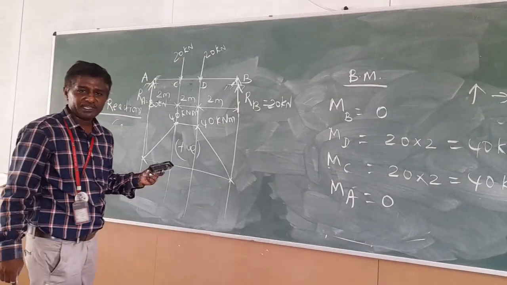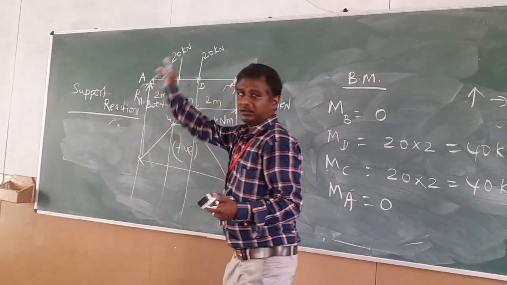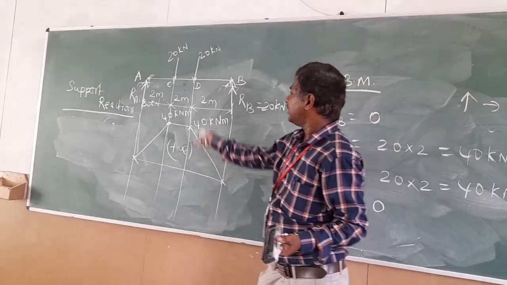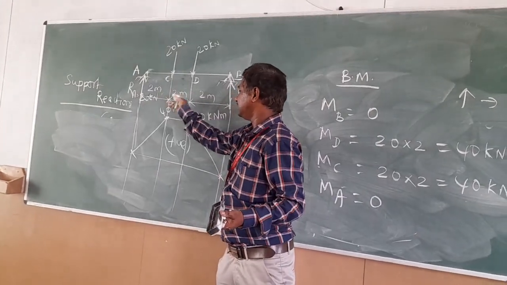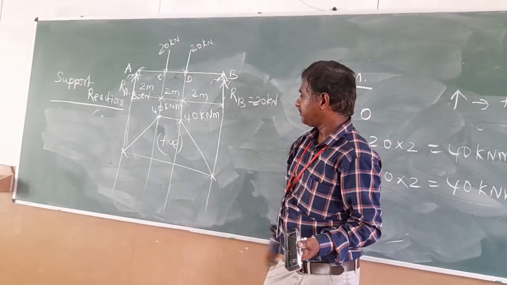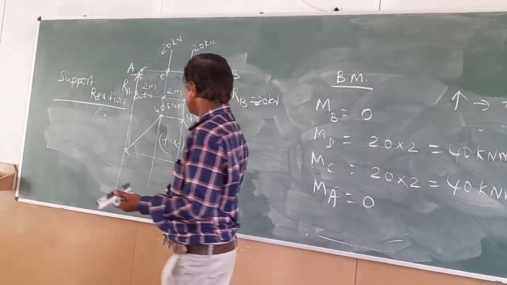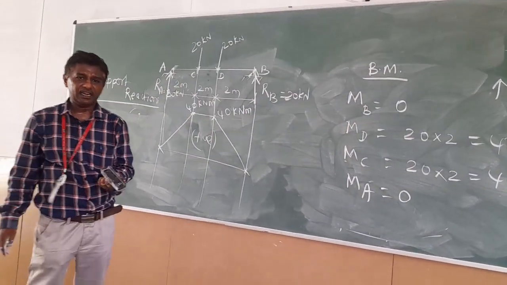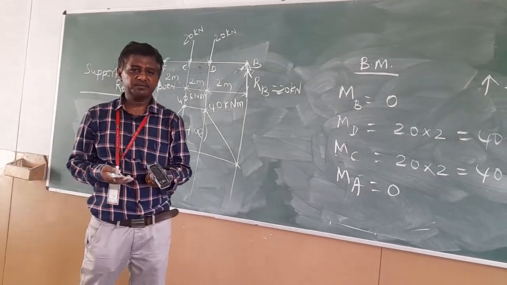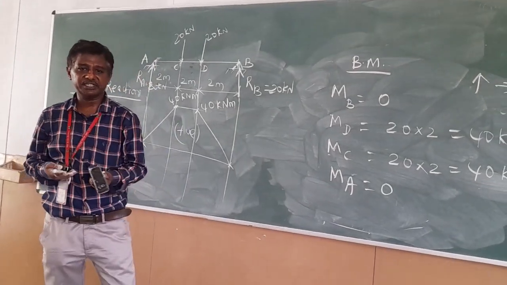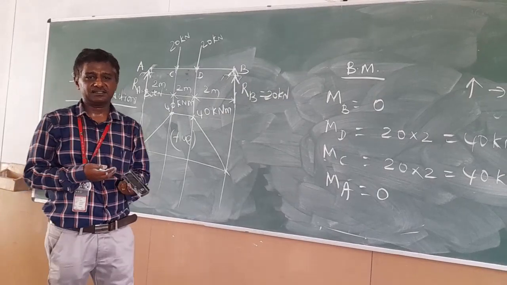So this is the bending moment diagram for the given simply supported beam with the 2 point loads at C and D. Okay. So this is the bending moment diagram, and we have to see another simply supported beam with a number of loads, with UDLs, in the next classes. Thank you.